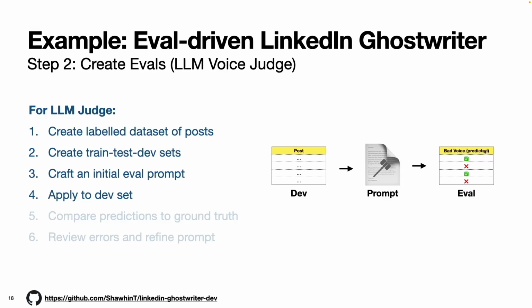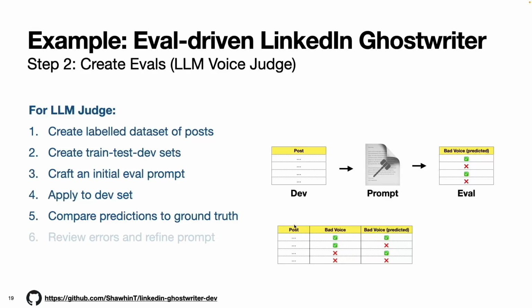So now that we have the judge's label, we can compare these to the ground truth. And so for each of our posts in the dev set, we have a ground truth label of whether it sounded like me or didn't sound like me. And then we have what the LLM judge thought sounded like me and didn't sound like me. And so we can just compare the LLM judge's predictions to the ground truth.